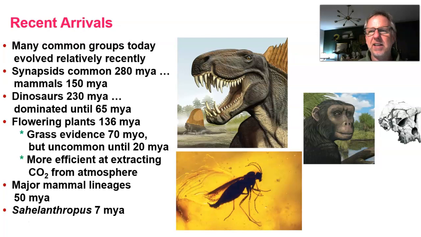Sahelanthropus, that's that ape-like looking creature on the right-hand side of your slide. 7 million years ago. It's one of the earliest pieces of evidence that we have of our own human lineage, separate from chimpanzees and bonobos. So 7 million years ago, not that long ago. Quite a history we are unraveling.